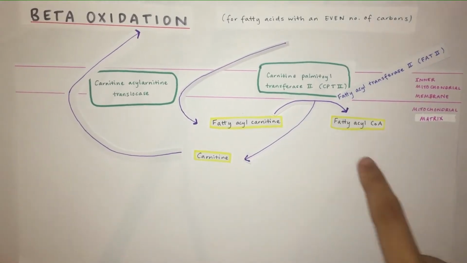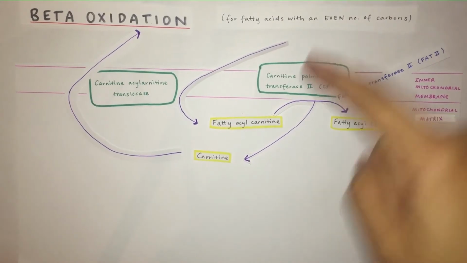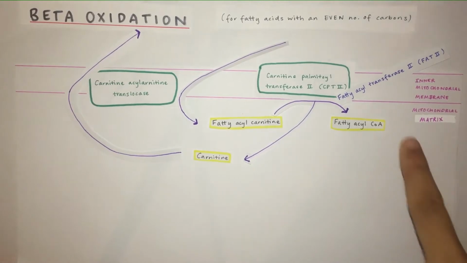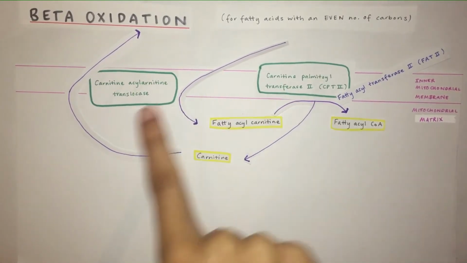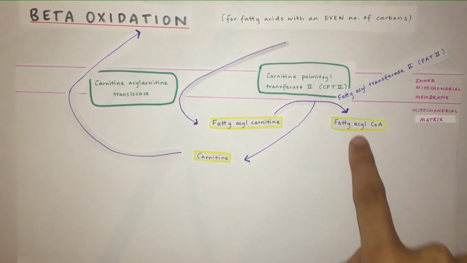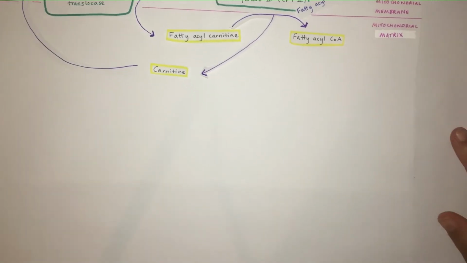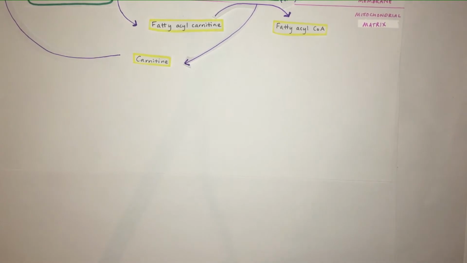In the last video, we learned how fatty acyl-CoA was transported out from the cytosol into the mitochondrial matrix, which is where beta oxidation occurs. And now we're going to go through the whole process of beta oxidation. So this is just continuing on from that first stage where we have to transport the fatty acyl-CoA into the mitochondrial matrix. But then what happens?